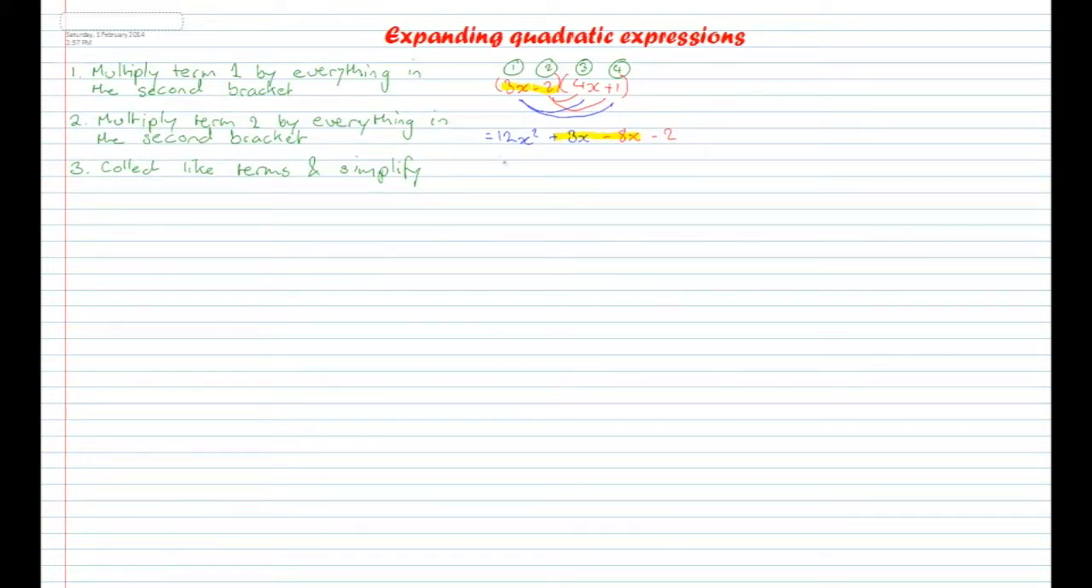Collecting like terms now, you get your 12x squared, 3x minus 8x is negative 5x, and negative 2 at the end. And of course you read that out as being 12x squared minus 5x minus 2.